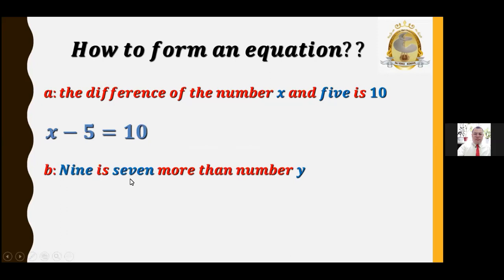What about the next one? 9 is 7 more than number y. 9 is means 9 equals. Let's write the equation from the beginning. 7 more than, what does more than refer to? It refers to addition, yes. Then 7 plus the number y. 7 plus y, or y plus 7, equals 9.